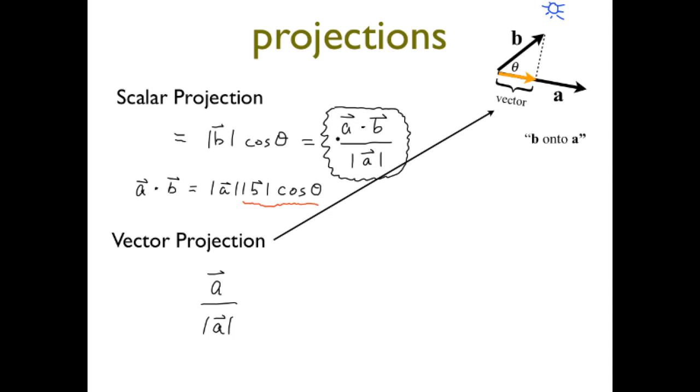Right. So then if we multiply that unit vector in the direction of A times the magnitude of our scalar projection, then we'll get that vector that has that magnitude in the direction of A. So I'll do that out in front here. So I'm going to do A dot B over magnitude of A times that.